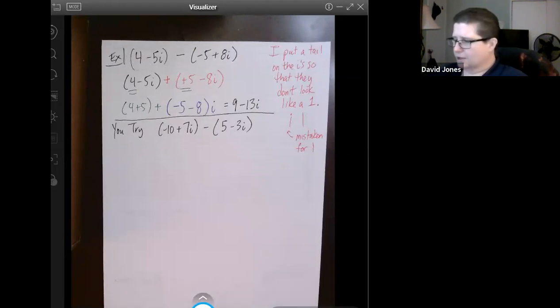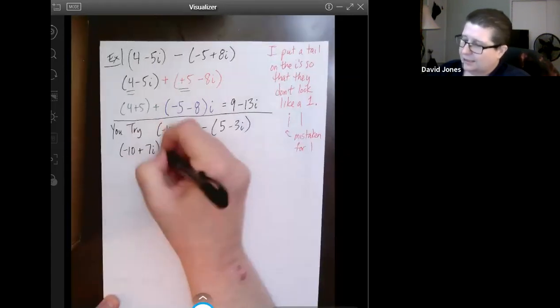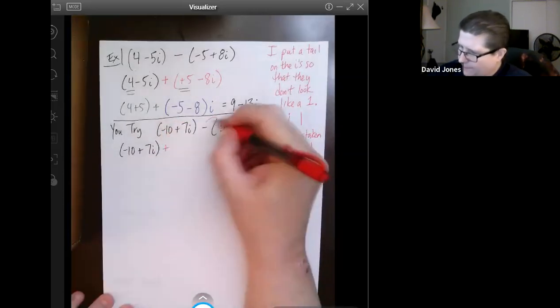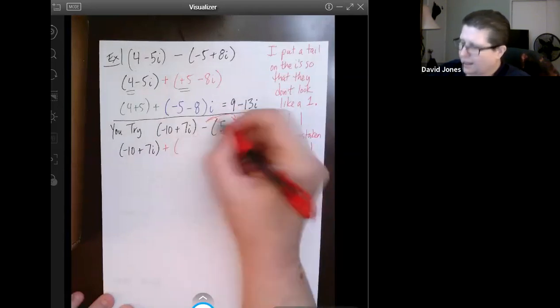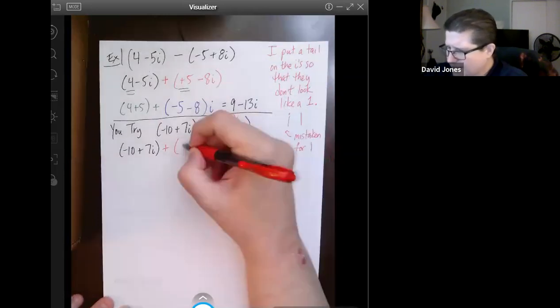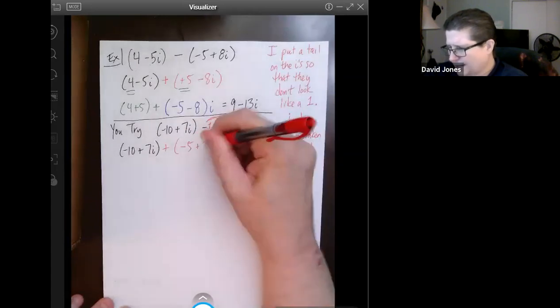All right, I'll assume you paused it and did it. Let's distribute that negative, or the -1 part. This first part stays the same, -10 plus 7i. And then that minus becomes a plus as I distribute the minus sign. And I've got -1 times 5. Remember, you can put a little 1 in there, so it makes it -1 times them, if that helps. -1 times 5 is -5. And -1 times -3i is +3i.